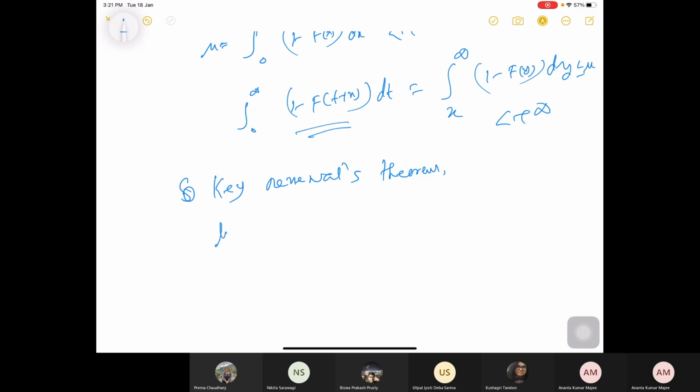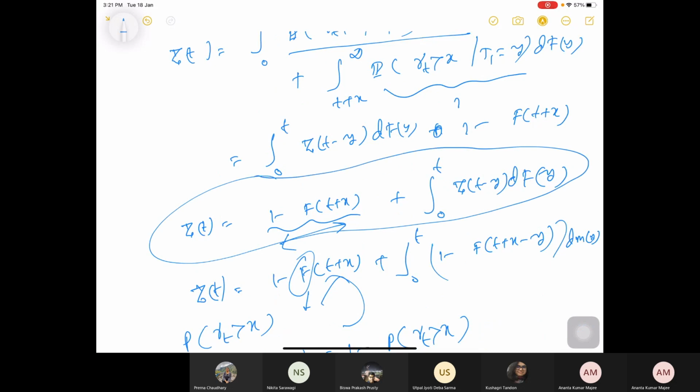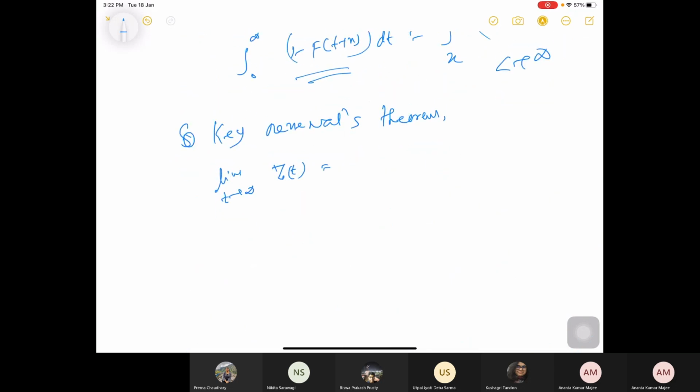what I can write is the limit as t goes to infinity of my zt, because zt satisfies the renewal type equation. You can think of this as my h(t). So in Smith's theorem, z is equal to h(t) plus the integral from 0 to t of z(t minus y) dF(y). So in that case, for the non-lattice case, this is 1 by mu times the integral from 0 to infinity of h, so 1 minus F(t plus x), dx, which is the same as 1 by mu times the integral from x to infinity of 1 minus F(y) dy.